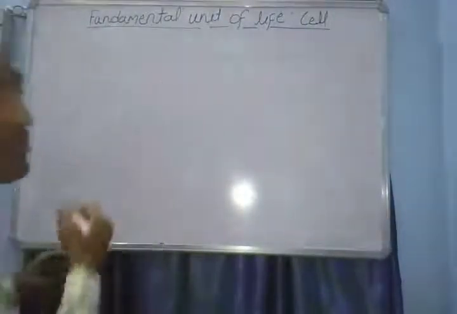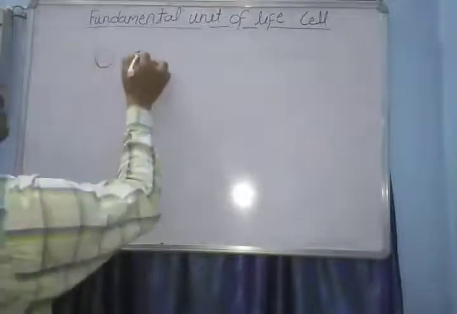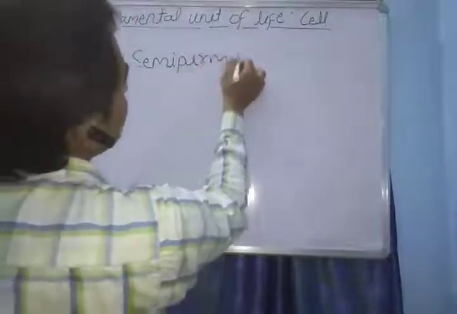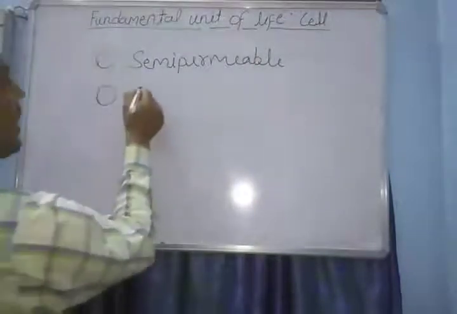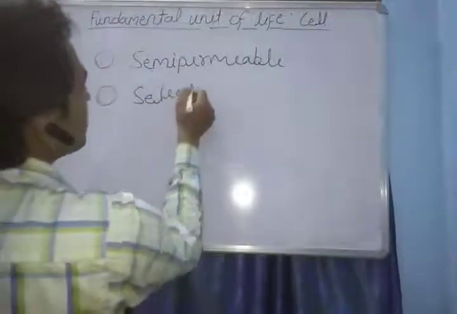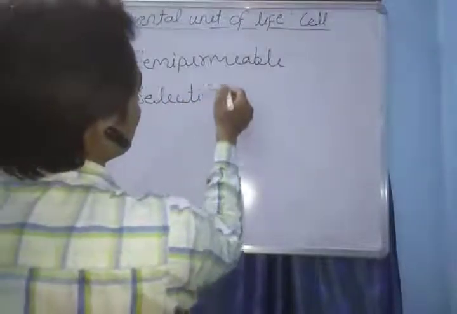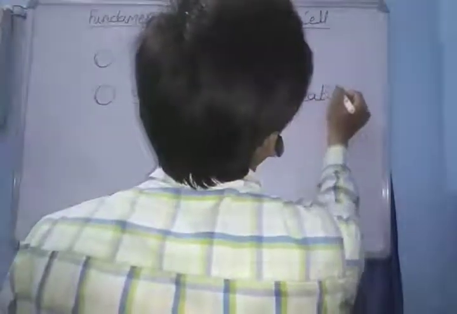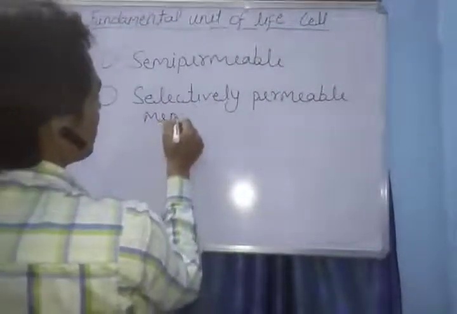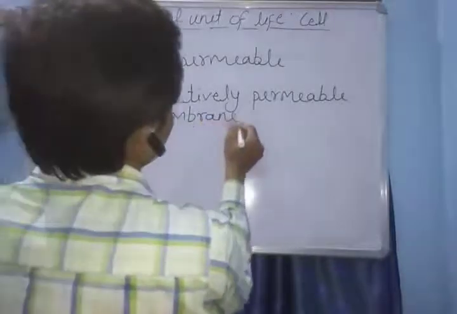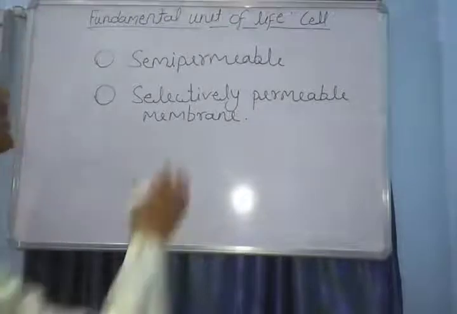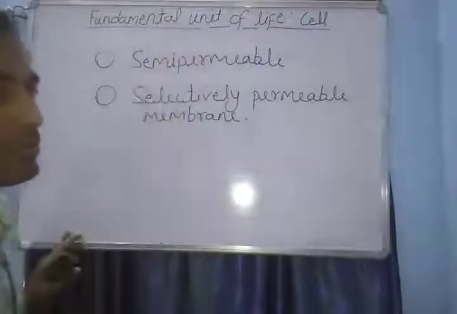There are two types of membrane. The first one is semi-permeable membrane, and the second one is selectively permeable membrane. The plasma membrane works like a selectively permeable membrane. So now, what is the meaning of semi-permeable and selectively permeable?